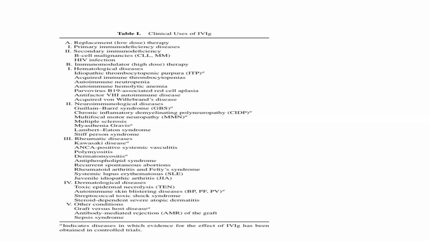Then neuroinflammatory diseases like Guillain-Barré syndrome, chronic inflammatory demyelinating polyneuropathy, multifocal motor neuropathy, multiple sclerosis, myasthenia gravis, Lambert-Eaton syndrome, and stiff person syndrome. Then in some rheumatologic diseases like Kawasaki disease, ANCA-positive systemic vasculitis, polymyositis, dermatomyositis, antiphospholipid syndrome, recurrent spontaneous abortion, systemic lupus erythematosus, juvenile idiopathic arthritis.